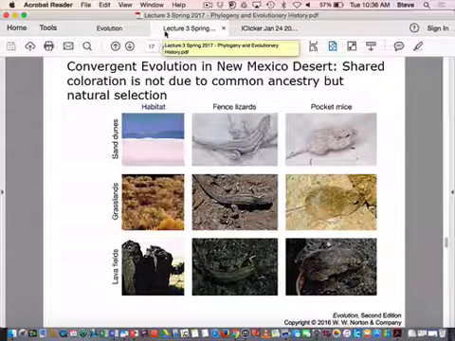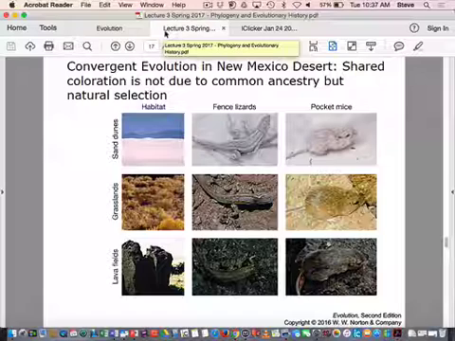Here's an example of convergent evolution. This is pretty similar to what we said in the New Mexico desert. This is a woman at Berkeley who has been studying these, where shared coloration is not due to common ancestors but natural selection. So here you have sand dunes, grasslands, and lava fields through all kinds of organisms. Here's the habitat. Here are fence lizards and mice. Are fence lizards and pocket mice very closely related to one another? Not at all. They've converged on very similar, not exactly the same, but very light coloration in sand dunes.